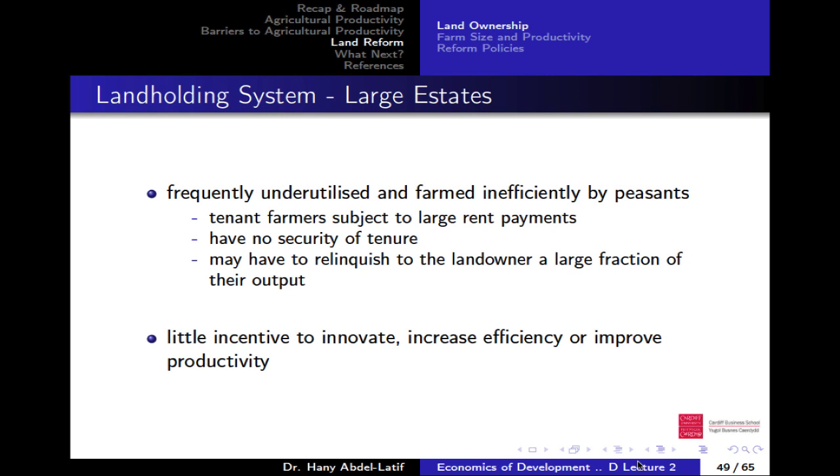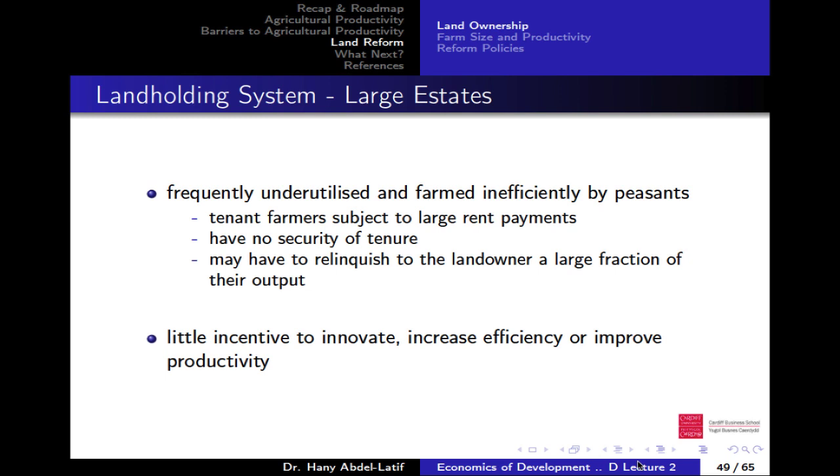Usually the large estates, the big farms, are underutilized and farmed inefficiently by peasant farmers. Because if you go back to the structure and think about it, if you're a farmer just renting, you pay so much for rent, a large rent payment. You have no security. There's no contract. Then you didn't really care about productivity. Would you care about it? No, you don't care. And I know the farmer who had my land, he didn't care about it. Just didn't care. Okay? So the same thing.